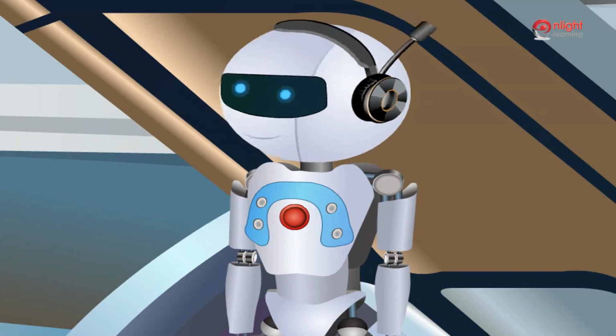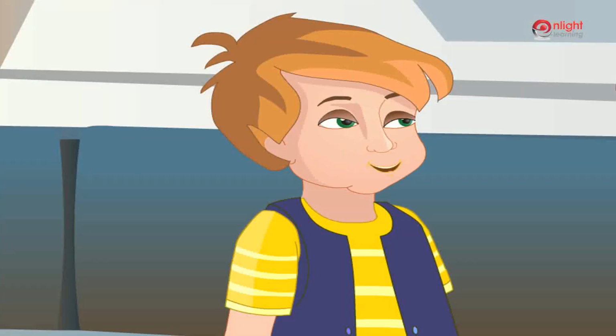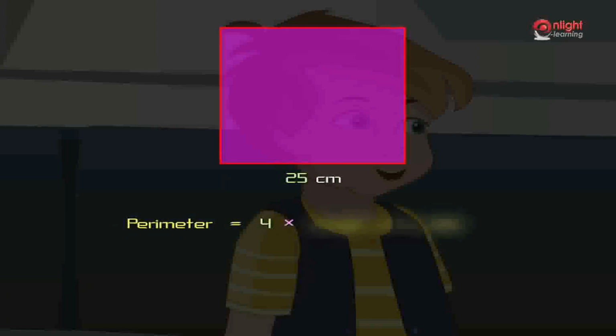Akash, can you find the perimeter of the square shown in the figure? From the figure, the length of one side of the square is equal to 25 centimeters. Since the perimeter of a square is equal to 4 times the length of the side, the perimeter of the given square is equal to 4 times 25 centimeters, which is equal to 100 centimeters.